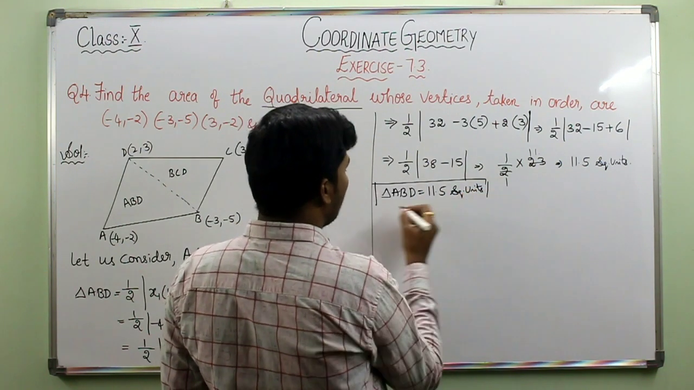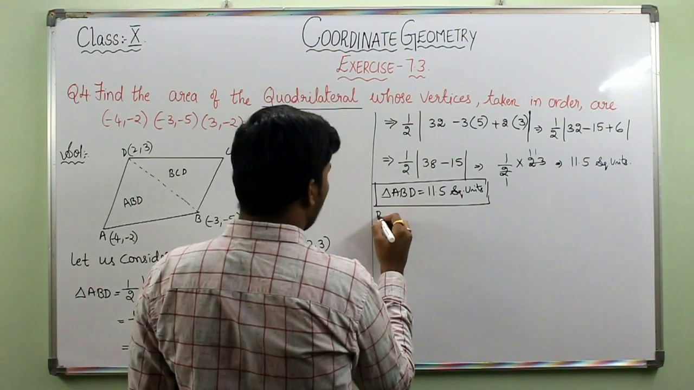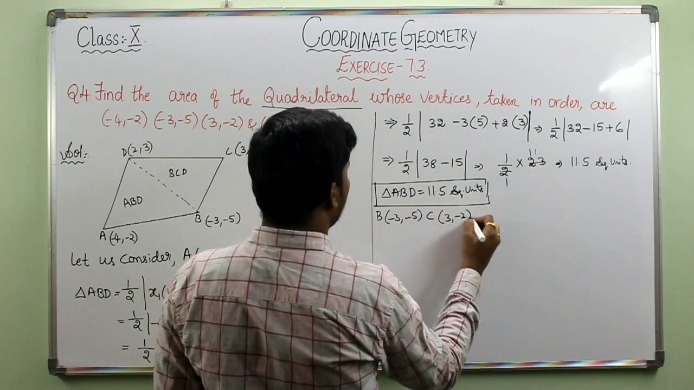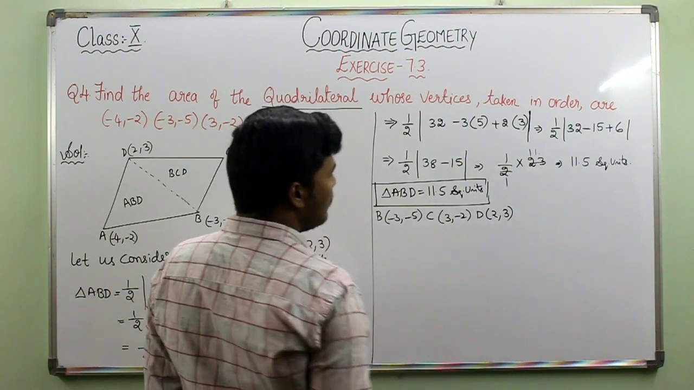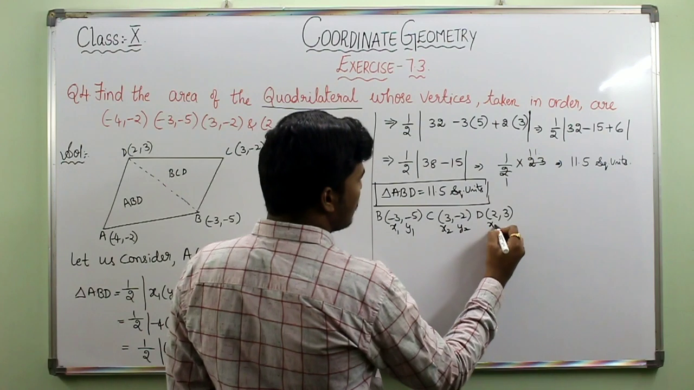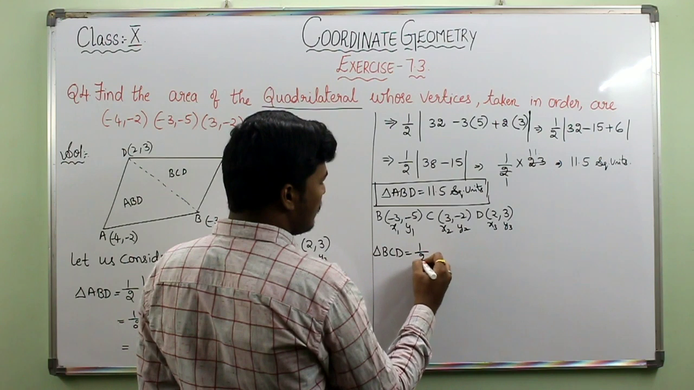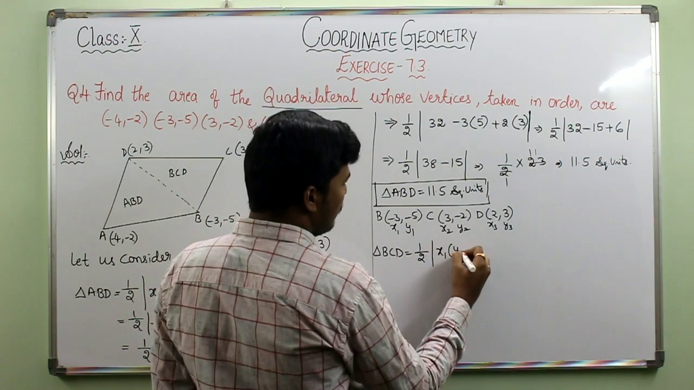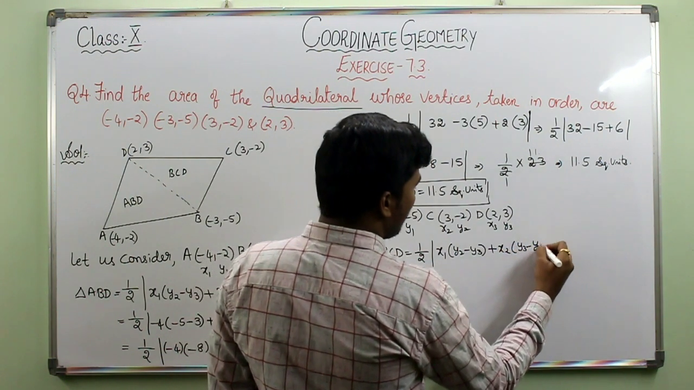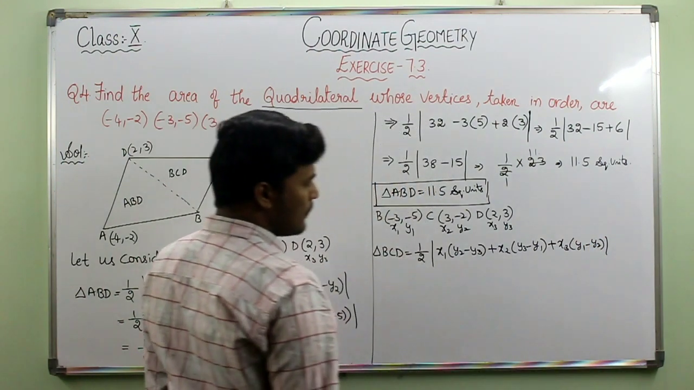Okay, now let us find out the area of BCD by considering the B point, that is (-3, -5), C point (3, -2) and D point (2, 3), that is x1 y1, x2 y2, x3 y3. Okay, so now the area of BCD is equal to half modulus of x1 into (y2 minus y3) plus x2 into (y3 minus y1) plus x3 into (y1 minus y2) square units.